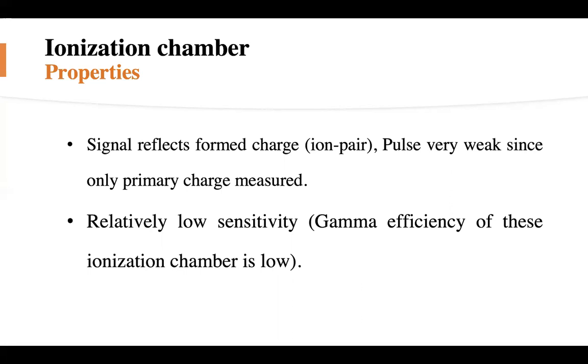So it's relatively low sensitive for gamma efficiency. I mean, gamma efficiency of this ionization chamber is low. Can anyone tell me why the ionization chamber is relatively low sensitive? Why is the ionization chamber low efficiency for gamma? Okay, I will leave it for you. Anyone who wants to answer later, no problem, and I will try to tell you the reason at the end of this lecture.